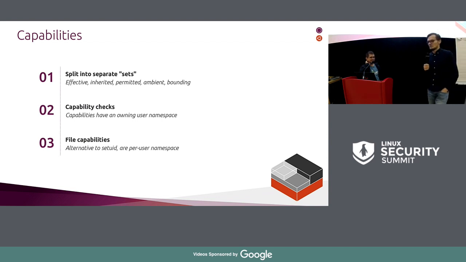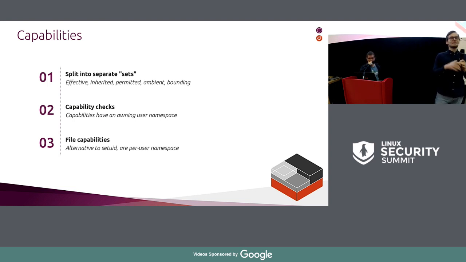Let it be known that right now you only actually care about effective, because that's what the kernel uses to check whether or not you can perform an operation. And permitted is regulating which capabilities you can gain, but it also interacts with the bounding capability set. And then inherited is how you inherit capabilities across execve, but that doesn't work correctly. So you have ambient capabilities, which are a way to get around that.